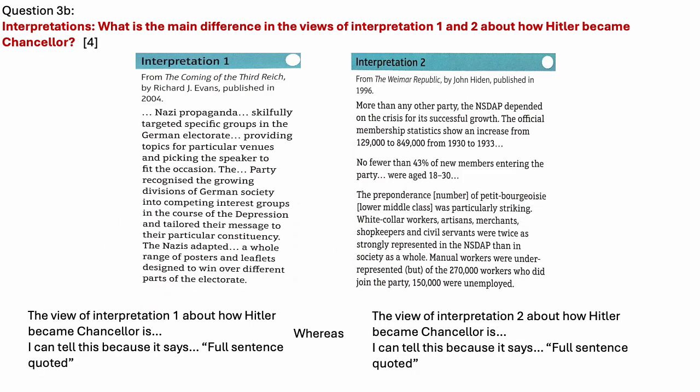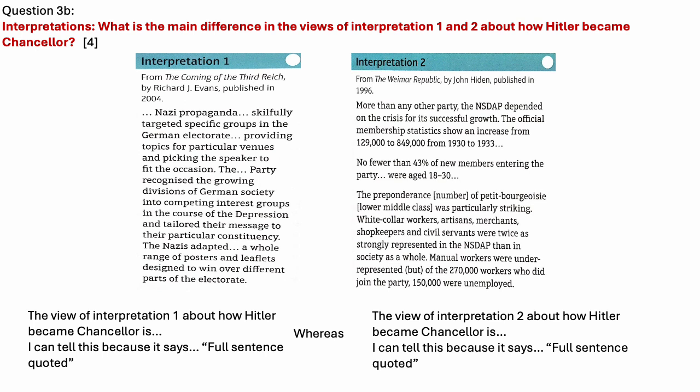All right, so then we move on to question 3B. Four marks, and it's asking you what is the main difference in the views of Interpretation 1 and 2 about how Hitler became Chancellor. Remember, the whole of Section B is about how Hitler became Chancellor. So you would start with your little quote at the bottom, or your writing frame if you like, the structure. The view of Interpretation 1 about how Hitler became Chancellor is, work it out, and then you'll say, I can tell this because it says, and then put a full sentence in there that made you think that.